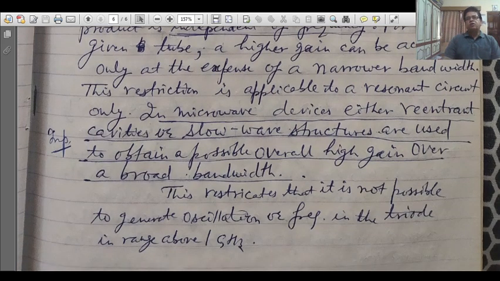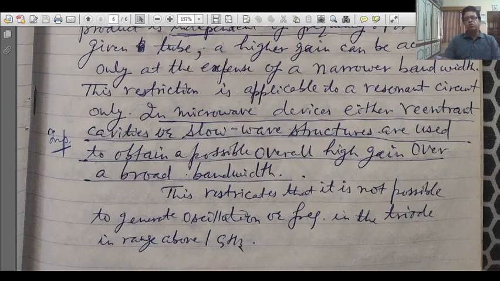This restriction is applicable to a resonant circuit. Such a restriction applies to resonant circuits only. In microwave devices, either re-entrant cavities or slow wave structures are used in place of resonant circuits. Re-entrant cavities and slow wave structures are used to obtain higher overall gain over a broad bandwidth. If we want high gain of the tube at broad bandwidth at microwave frequencies, then slow wave structures or re-entrant cavities can be used, but these are not possible for conventional tubes.